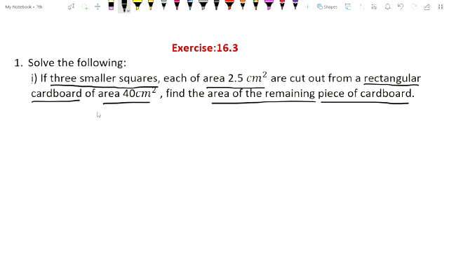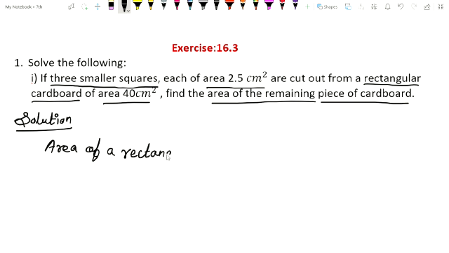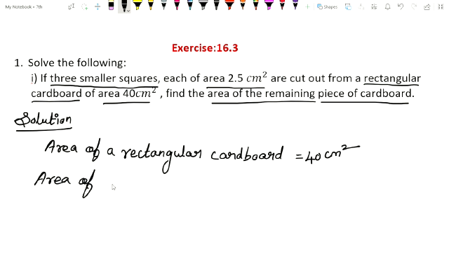Okay, children, so what is given in this question? Solution. Area of a rectangular cardboard is given: area of a rectangular cardboard equal to 40 cm². Next, area of a small square, each small square equal to 2.5 cm². Here, three small squares are given. We need to find out the area of the remaining piece.